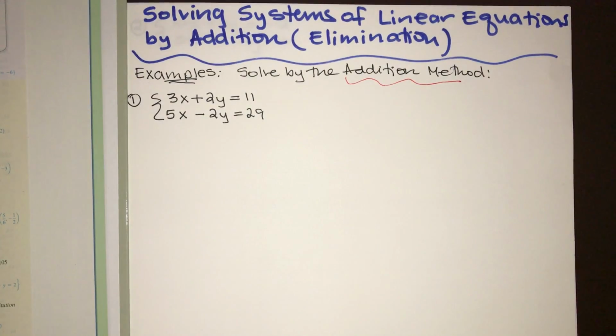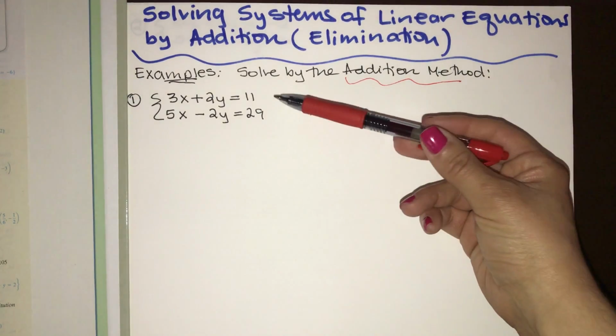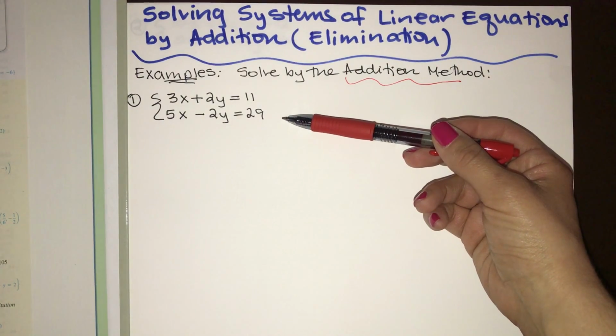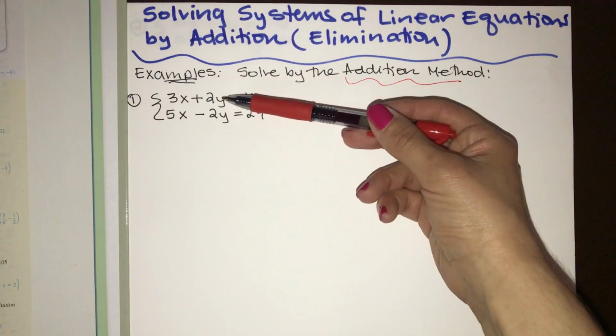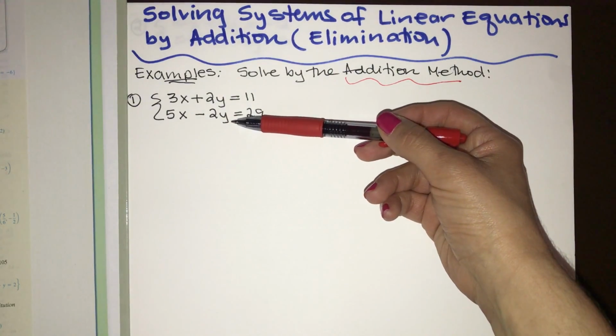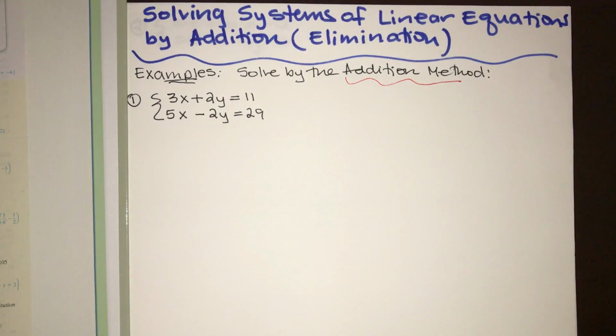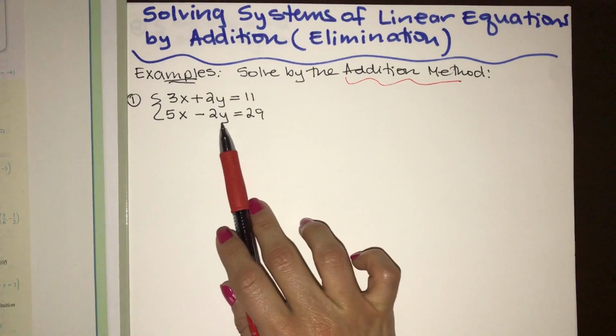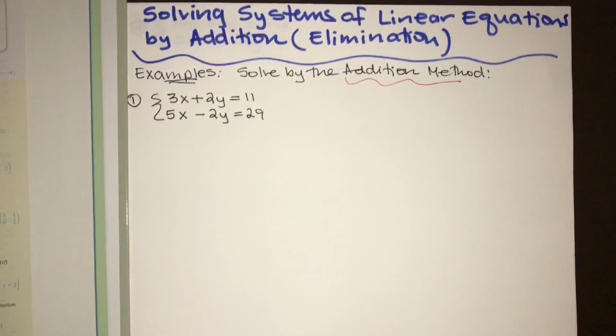The first example is already set up for the addition method. Notice that if I were to add these two equations, I will automatically eliminate the y term. And so then we'll be left with an equation that just contains x, and we could solve for x. So let's go ahead and add the two equations. Notice that the like terms line up because we can only add and subtract like terms.